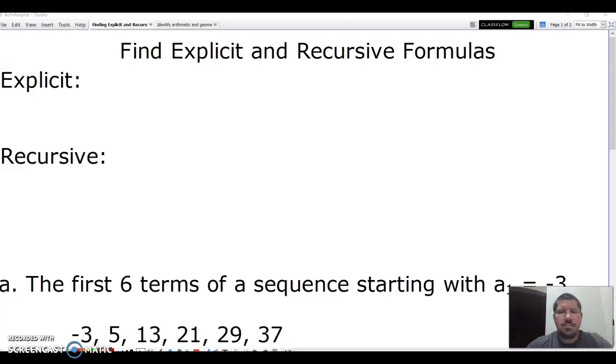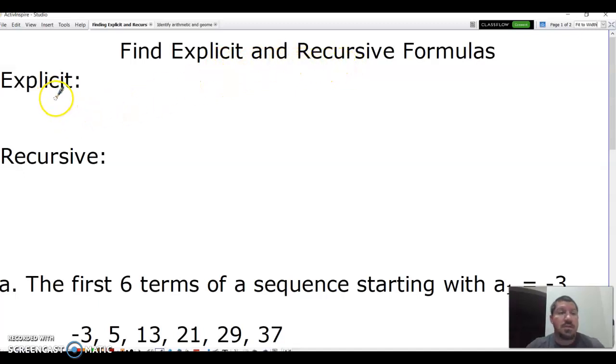Alright guys, so this week I just decided I was going to make videos instead of just doing notes. Hopefully this will help some of you that maybe struggled last week with the information. So we're going to start with find explicit and recursive formulas.